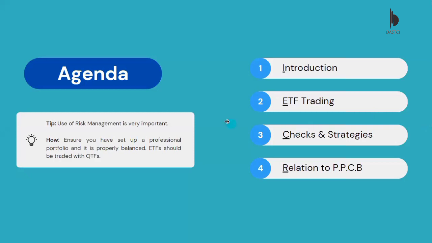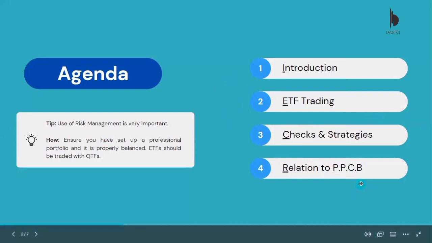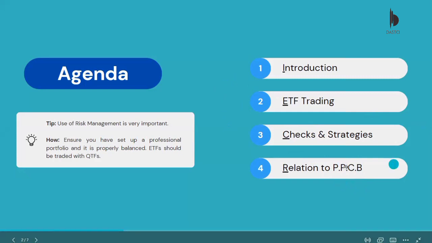Now, I want to go into some of the things we'll be discussing today. We're going to introduce trading as a whole. We'll also introduce ETF trading. We're going to talk about some checks and strategies for you to employ before you go into ETF trading. We're also going to relate ETF trading to professional portfolio creation and balancing, which is abbreviated PBCB here.